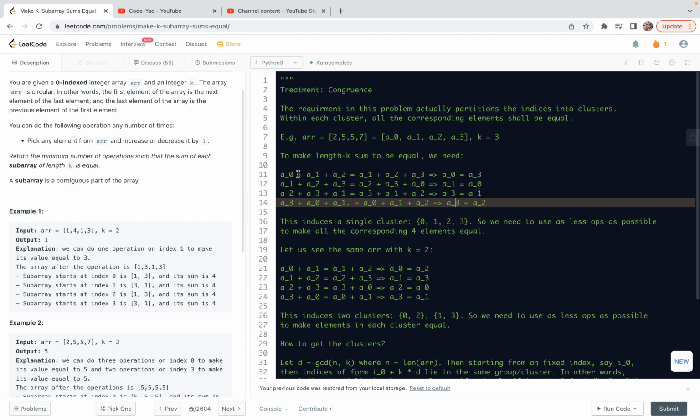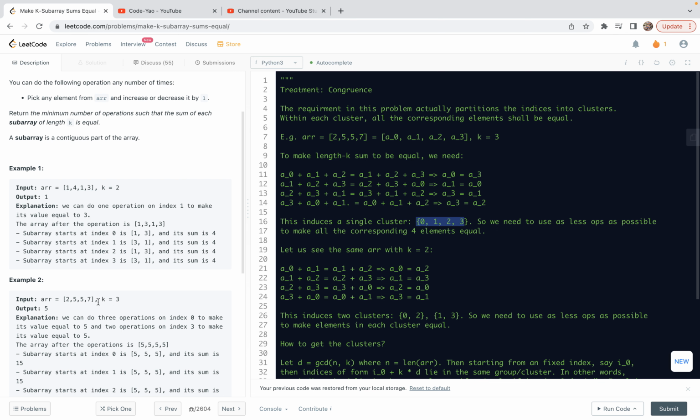So in other words, this requirement when k equals 3 induces a single cluster, so 0, 1, 2, 3 for the indices. So we need to use as few operations as possible to make all the corresponding 4 elements equal if k equals 3. As in example 2, we make it equal to 5. Actually 5 is nothing but the median of this array or list.